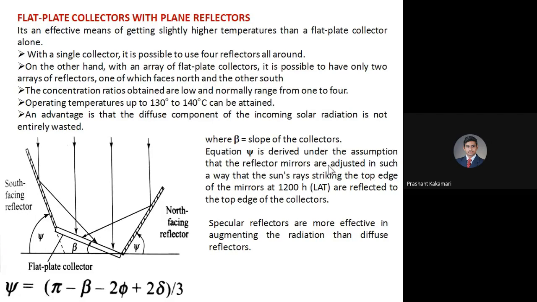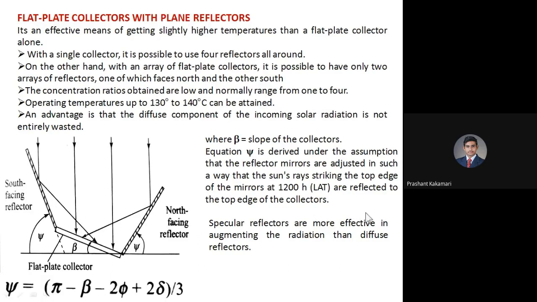The assumption is that reflector mirrors are adjusted in such a way that the sun's rays striking the top edge of the mirror at 12 noon are all normal to the horizontal surface. So they have assumed that exactly at 12 hours, this angle is decided. We are finding this angle keeping in mind the maximum solar radiation which can be focused on the flat plate collector using reflectors. So that they have assumed and calculated this side.